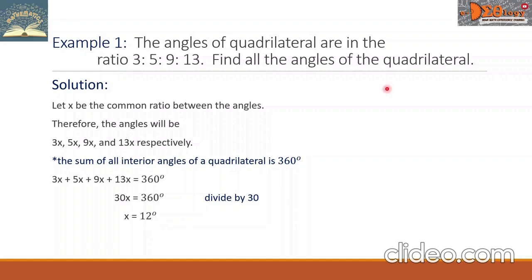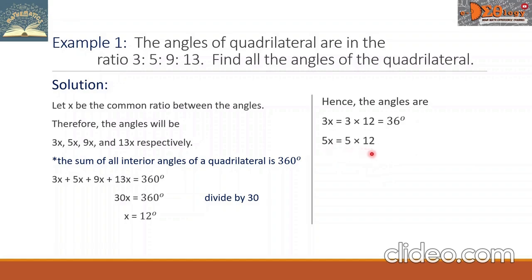Let us now compute for the angles. Let's begin with the first, and that is 3x. This x, we derived as 12 degrees. So we have 3 times 12. So the first angle is 36 degrees. Second angle, 5x. So we have 5 times 12, and that is 60 degrees. Third angle, 9x. So we have 9 times 12 equals 108 degrees. Last angle, 13x. We have 13 times 12, and that will be 156 degrees.